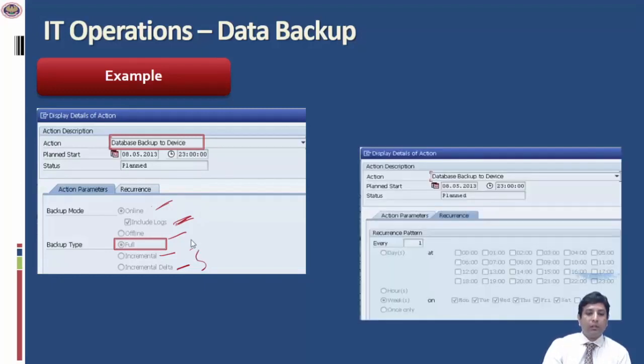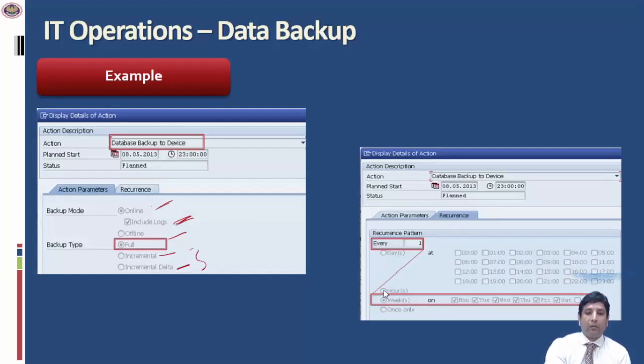So here we see the schedule of the backup. So when is the backup taken? You can see the recurrence. It is every 1 week. So basically backup is taken every 1 week.